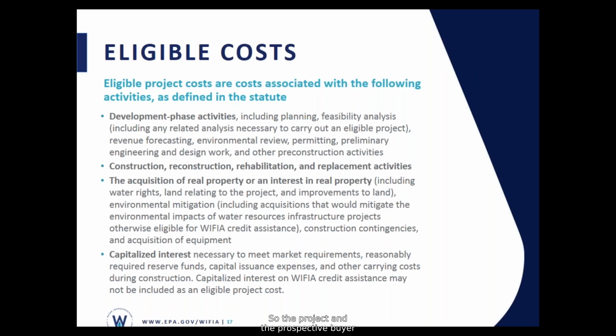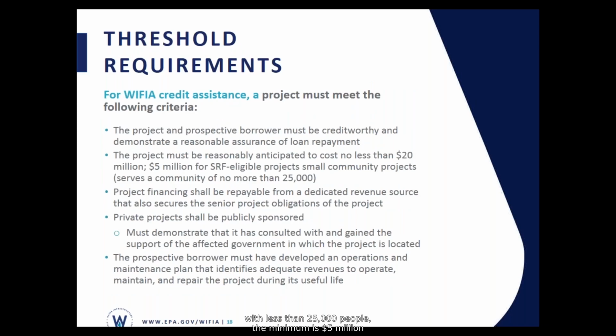So the project and the prospective borrower must be creditworthy and demonstrate this in the letter of interest. Projects must cost no less than $20 million, except for small communities, defined as populations with less than 25,000 people. The minimum is $5 million for SRF eligible projects. Project financing shall be repayable from a dedicated revenue source that also needs to secure the senior project obligations. Public sponsorship of private projects must be demonstrated with a certified letter, executed local ordinance, or some other measure. Lastly, the prospective borrower must have developed an operations and maintenance plan that identifies adequate revenue to operate, maintain, and repair the project during its useful life.